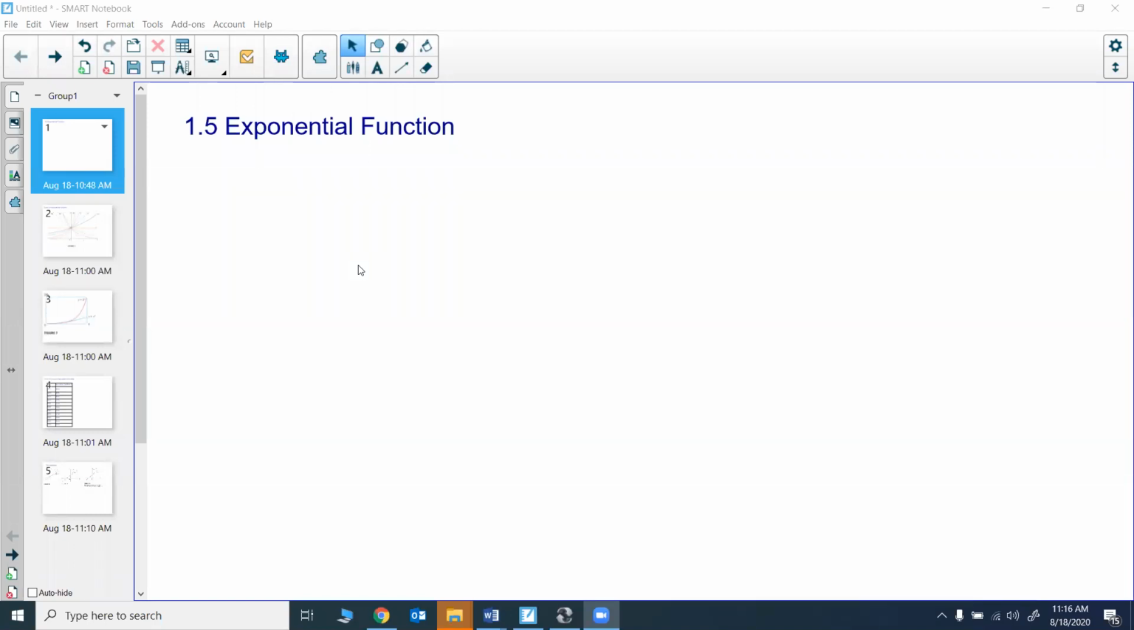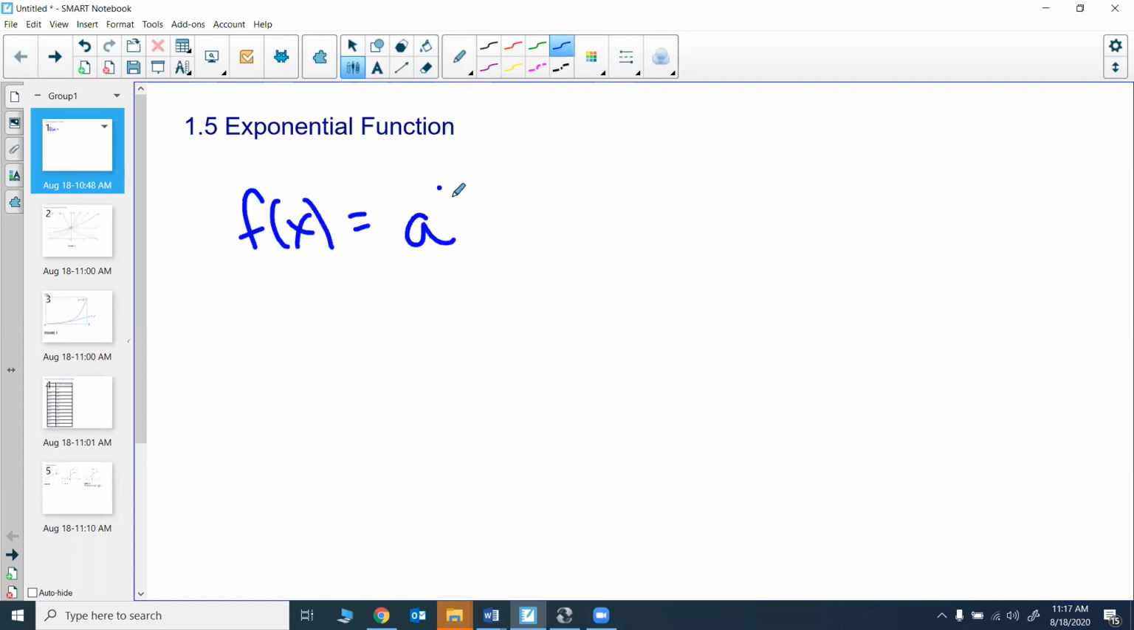This section is about exponential functions, and we'll be looking at those. Exponential functions are any functions that are of the form f of x equals a to the x, where a is a number bigger than 0.